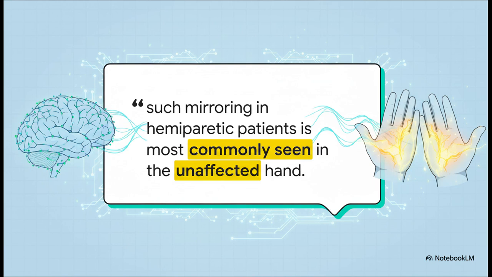And here it is. This is the absolute key, high-yield point that trips up so many students. The mirror movement actually appears in the unaffected hand. Now, why would that be? Well, the theory is that the damaged motor cortex has lost some of its normal ability to inhibit or put the brakes on signals. So when this huge signal is sent to the weak hand, the usual brakes that stop it from crossing over are just not working. That signal bleeds over and activates the healthy side. You've got to remember that for your exams.